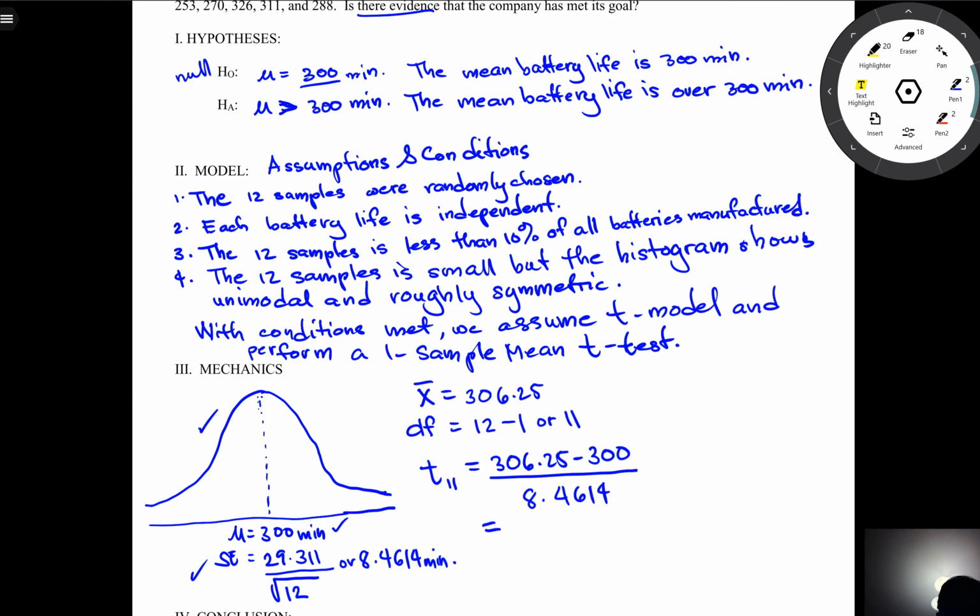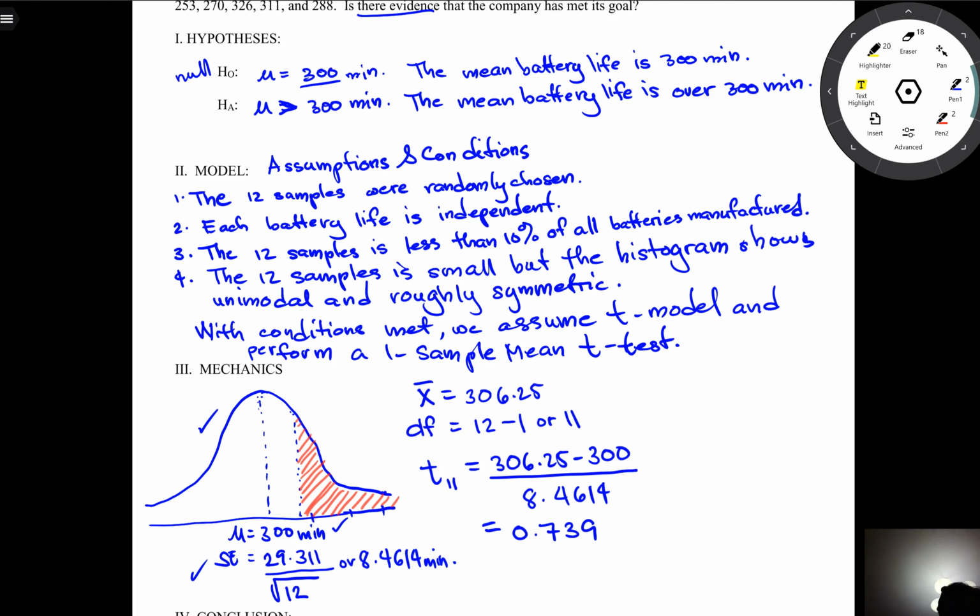So our t-score is 0.739, and that's a bit less than 1, about right here. And that's a big area right there. We shade that part, and we would want to know the area of the shaded part, because that's going to give us our probability.